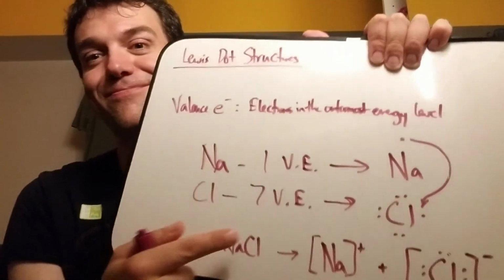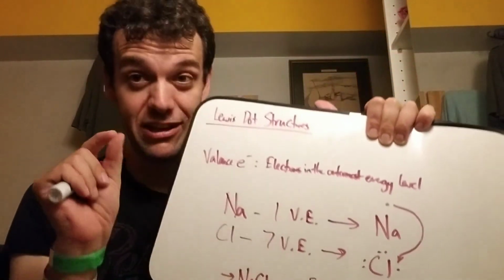But remember, Lewis dot structures, you only care about valence electrons. You don't care about the closest ones. You're either going to have 1 dot, 2 dots, 3 dots, 4 dots, 5 dots, 6 dots, 7 dots, or 8 dots. Unless you got no dots, like you do here. But that's because, again, sodium gave its 1 to chlorine.